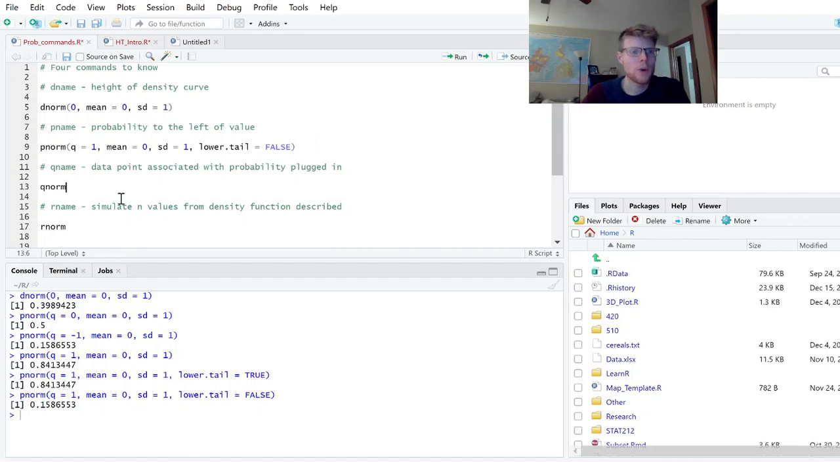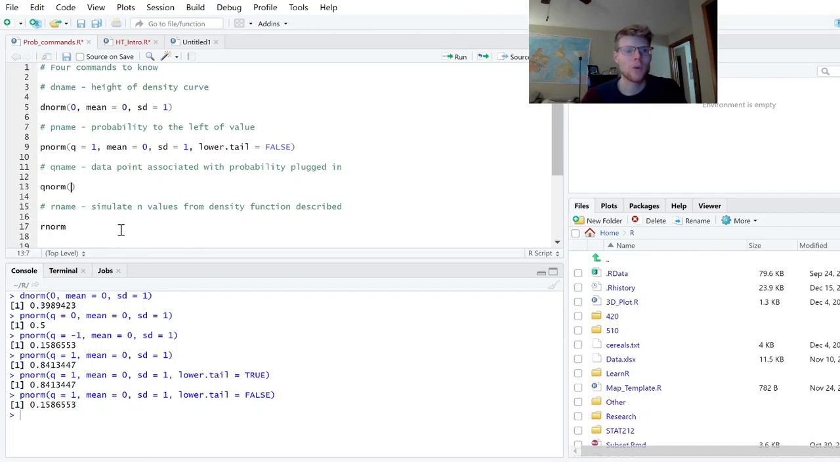So qnorm, we're going to continue on here. Data associated with the probability plugged in. In this case, I plug in a probability value, but now I'm going to get out the data value that would be associated with that point. So it's kind of the opposite of pnorm. It's like the inverse here. So if I do qnorm, I'm going to do a normal distribution with mean 100 so that I'm not just working with zeros and ones again, because that's probably confusing.